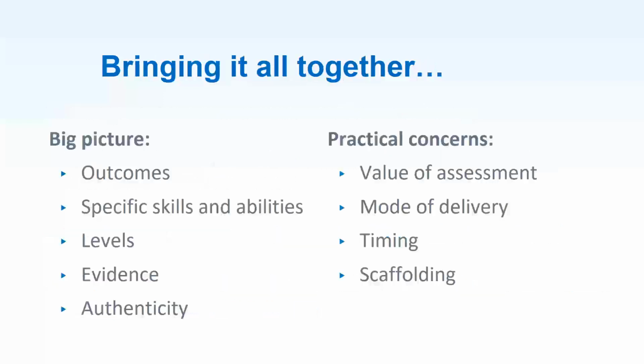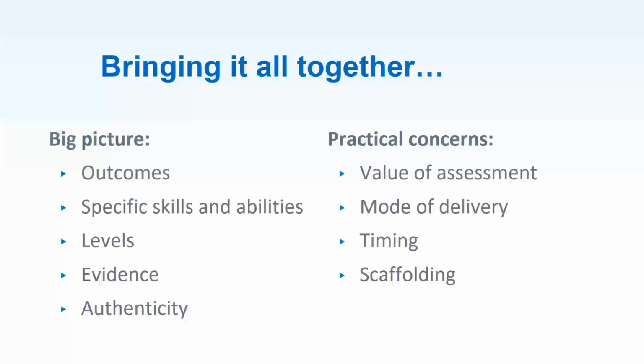And that brings us to the point where we can start to bring all of these pieces together into the ideal assessment plan. So we've given you a number of big picture things to think about and to work with. You've got your outcomes, you've got the specific skills and abilities that are represented in those outcomes and the things that students will actually have to be able to accomplish. You've got the levels at which they will have to accomplish things based on where they are in the program at any given point in time.